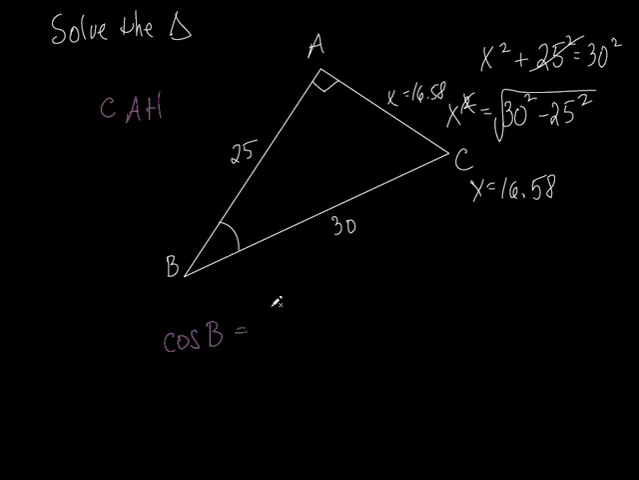Which one's adjacent? 25. No, this is the hypotenuse. Okay. 30 is the hypotenuse. Why is it the hypotenuse? How do you know it? It's opposite the right angle. It's because it's opposite the right angle. That's what I've always told you, okay? That it's opposite the right angle. That's the hypotenuse. Now look, what in the world do we do here?